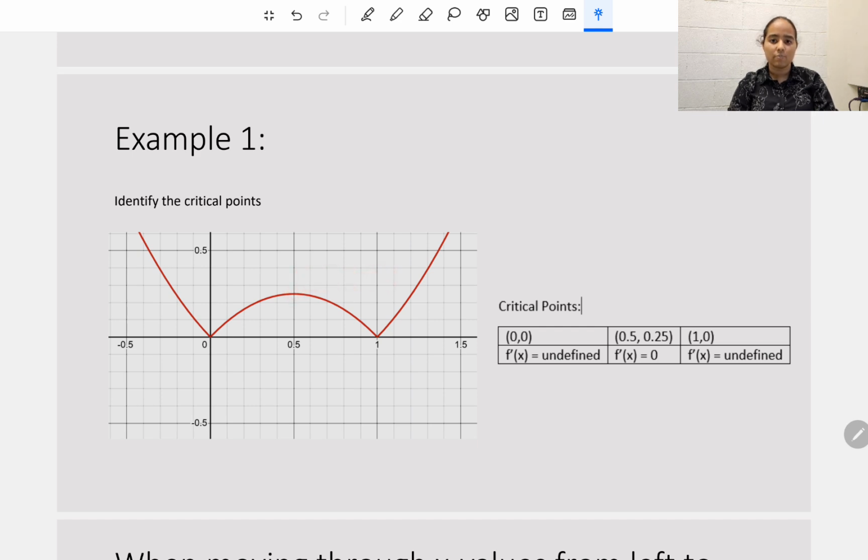Now, let's look at the other possible critical points. As stated before, a point can be a critical point if f prime a is undefined. When f prime a is undefined, it means that the function is not differentiable at a certain point. As we can see in the graph, at x equals 0 and x equals 1, the function is not differentiable. This is because it has a sharp corner. So, at x equals 0 and x equals 1, we can say these are critical points. So, the other two critical points are 0, 0 and 1, 0.